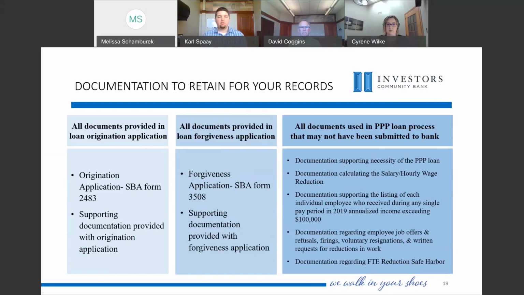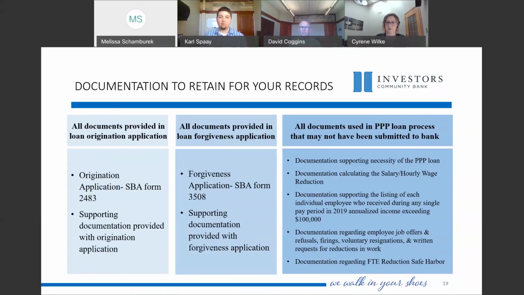So some of the documentation you're going to have to prepare in order to fill out the application form, but not necessarily provide to the bank. During the origination phase, you had the 2483, which was the origination application, as well as the supporting documentation, which was the 940s or the 941 tax forms and the payroll files. During the forgiveness application, it'll be the 3508 or the 3508 EZ, depending on which way you're filing. Again, the supporting documentation is the payroll files for the covered period and the reference period, as well as any non-payroll costs, such as the interest, lease, and utilities that are being included. That would need to be submitted with your forgiveness application.